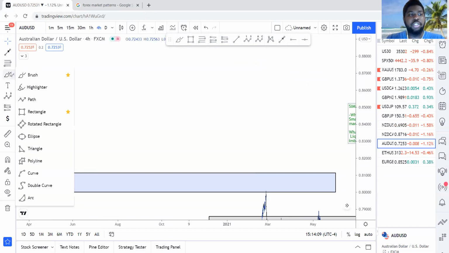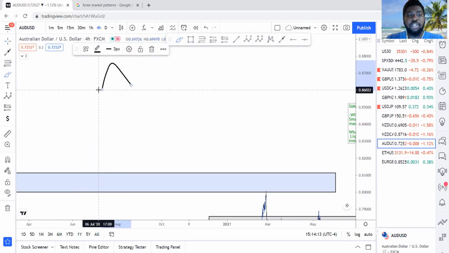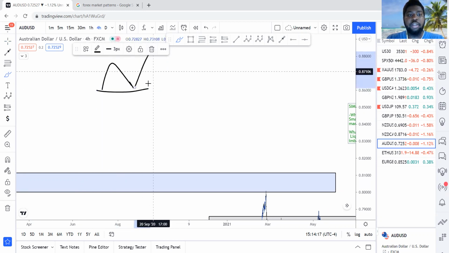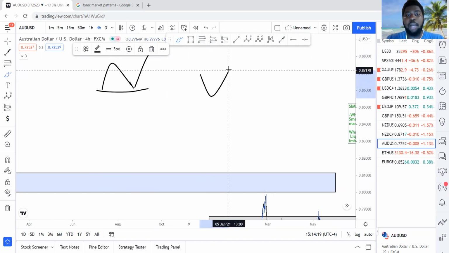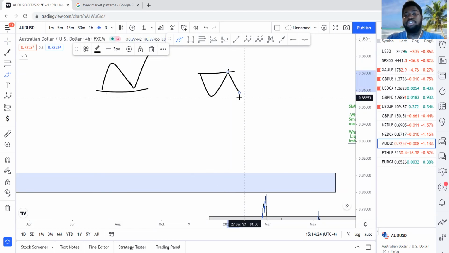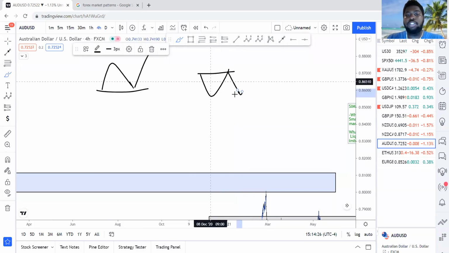Retail traders are taught this: whenever the market goes like this, and you have a double bottom, right? You have an equal low over here, right? The market is gonna then go buy. Whenever you have a double top, right, equal highs over here, the market is gonna sell, right? Retail traders are taught this. Now the banks know this.